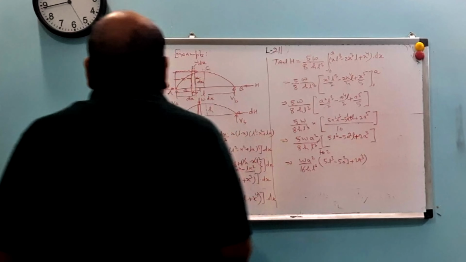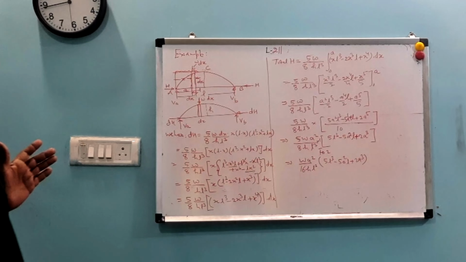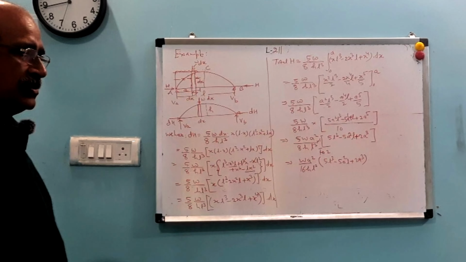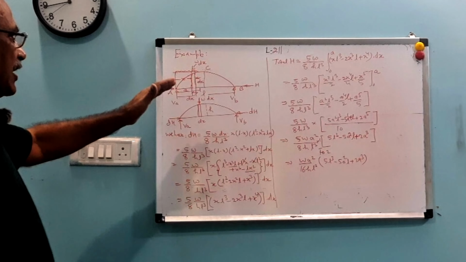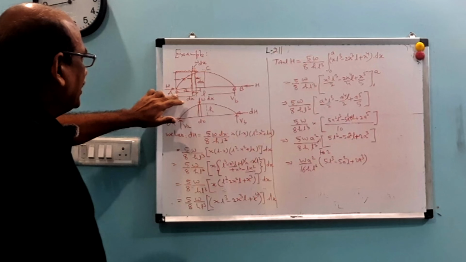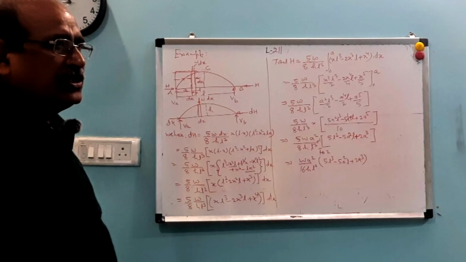I have taken a specific case of a UDL, which extends up to a length of a from one end. This is a parabolic arch. Suppose this is a parabolic arch and the loading is partial, of length a. Then how will we find out the thrust?